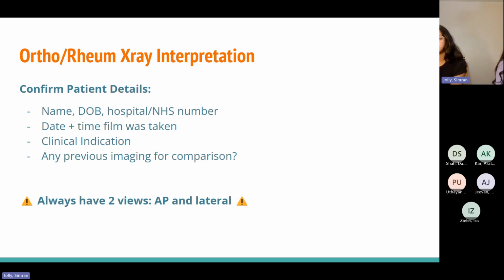With ortho X-rays, an important thing is that you always want to say that you would want 2 different views. So you would want an AP X-ray and a lateral, typically. You can get other views, but for 4th year, I think all you need to know is AP and lateral.